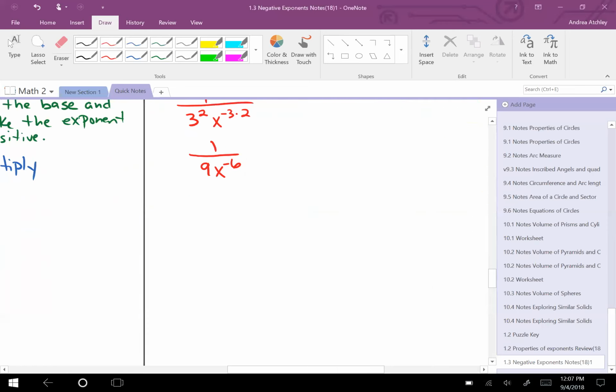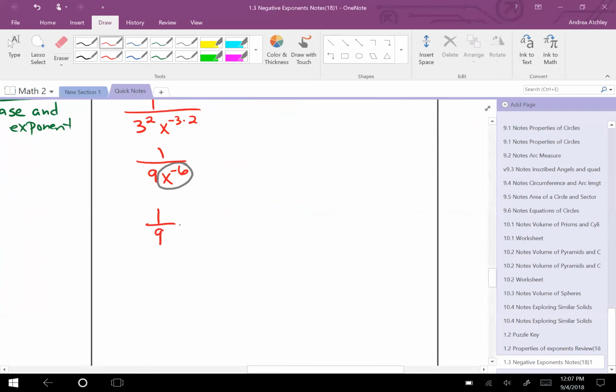So we need to take this and take the reciprocal of it. So the 1 over 9 doesn't change. It's the x to the negative 6 that needs to flip. And since the x to the 6 is on the bottom of the fraction, when you flip it, it goes to the top. Any questions over that? We're all good? Okay, then we multiply straight across. And we get x to the 6th over 9.